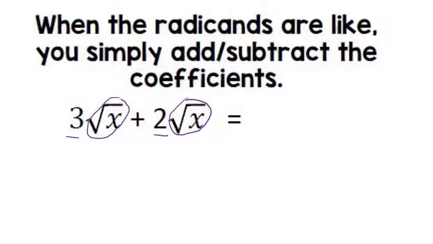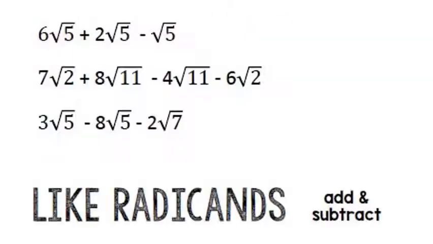Like the directions say on the top, you simply add and subtract the coefficients. So 3 plus 2 is 5. And then I just tack the root x along with. That's how this works. You just bring that square root, whatever that is. If it was a 2, it'd be root 2. If it was a 5, it'd be root 5. So we just add the numbers in front and bring that square root with.